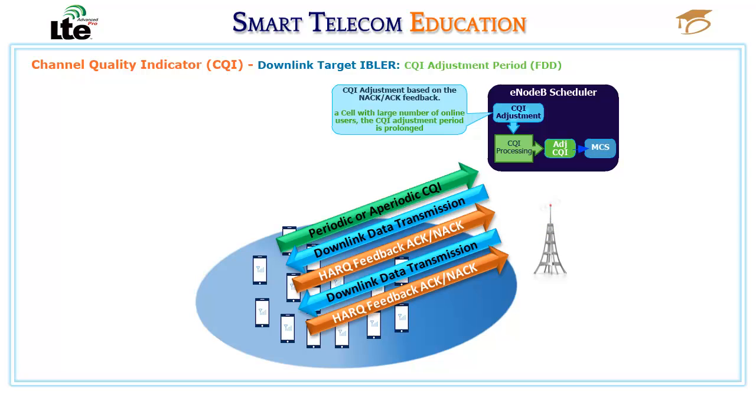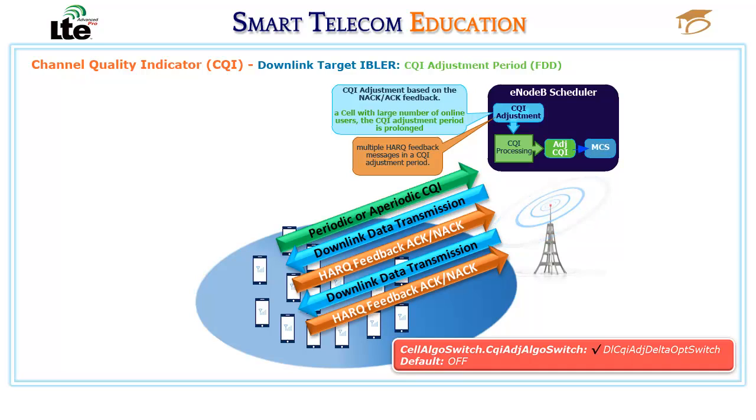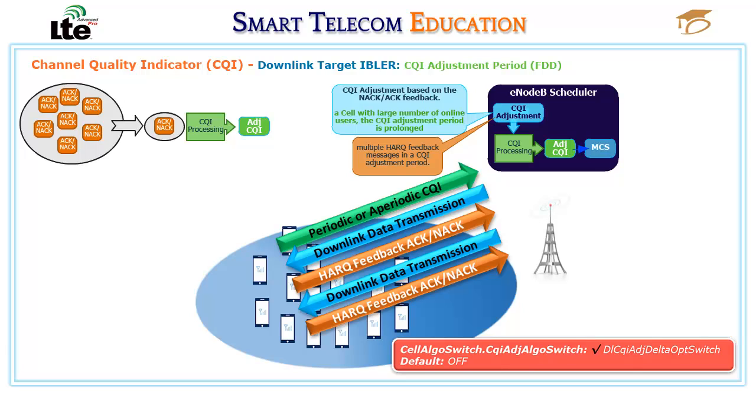In FDD, if a cell serves a large number of online users, the CQI adjustment period is prolonged and the CQI adjustment algorithm may receive multiple HARQ feedback messages in a CQI adjustment period. The Downlink CQI adjustment delta optimization switch option of the CqiAdjustAlgoSwitch parameter specifies how to calculate the CQI adjustment value. When this option is deselected, the CQI adjustment algorithm treats all the received HARQ feedback messages in a CQI adjustment period as a single feedback message, based on which the CQI adjustment value is calculated.